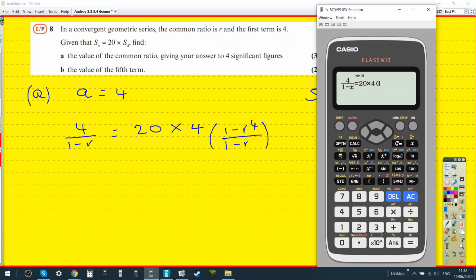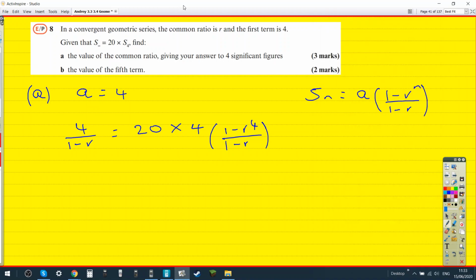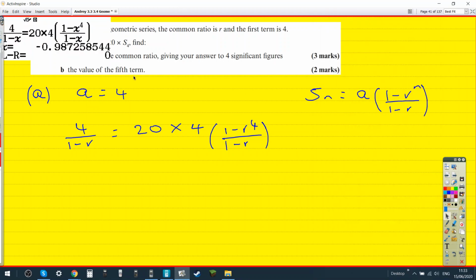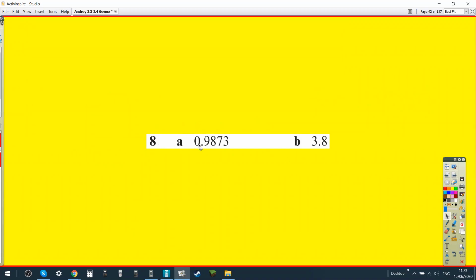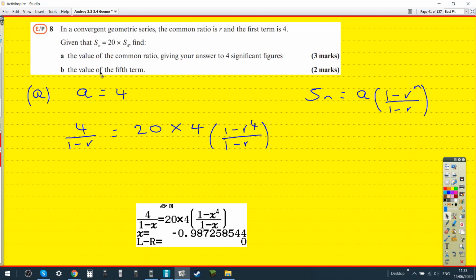I got like a really bad number. It says 4 significant figures. So then it would be minus 0.9873. Okay. Shift solve. Okay, let's take a look. They're saying plus 0.9873.